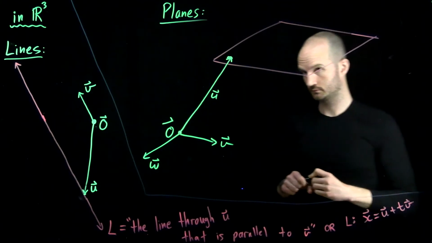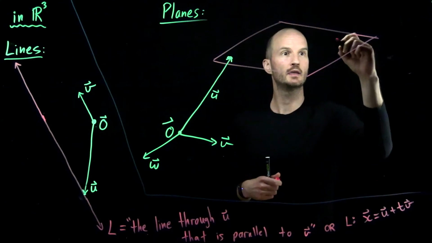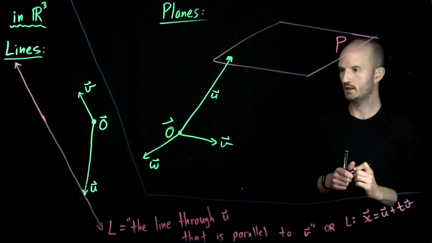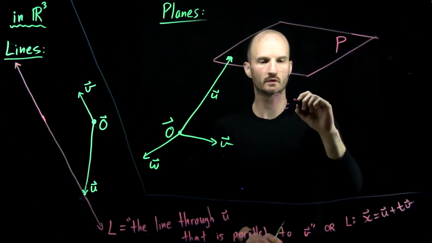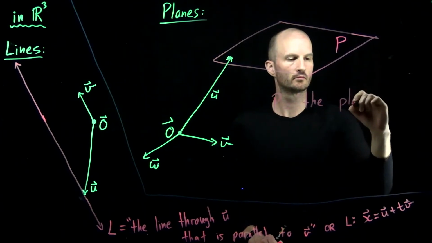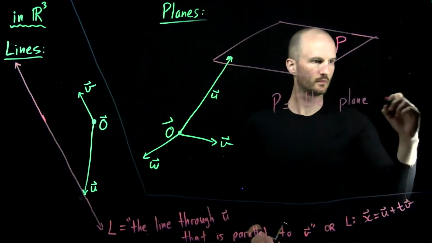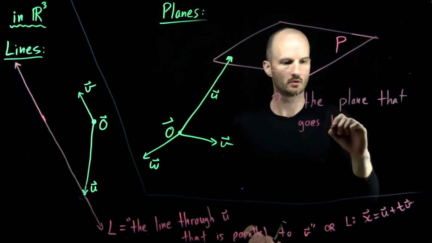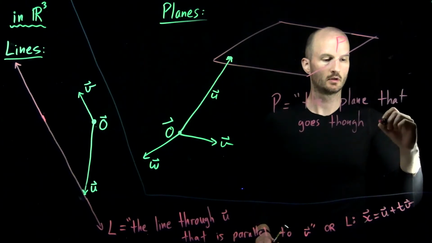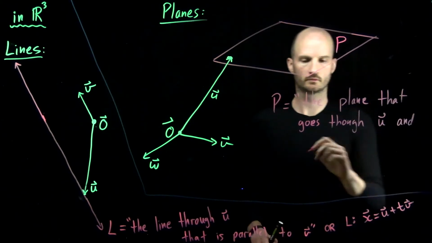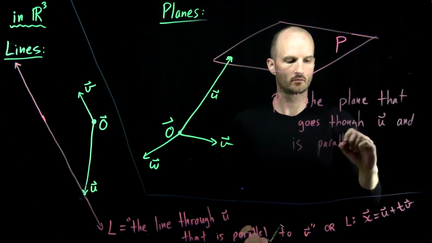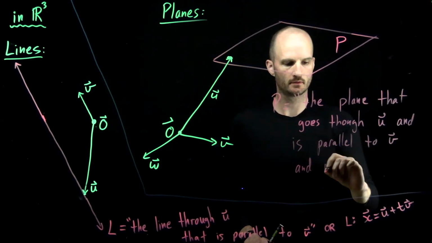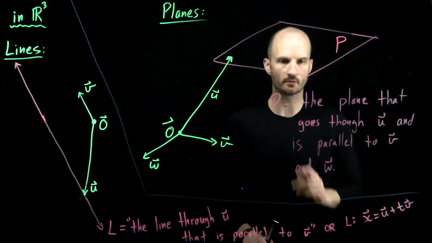So let's give our plane a name. Go capital P for plane. And in English we say P is equal to the plane that goes through u and is parallel to the vectors v and w.